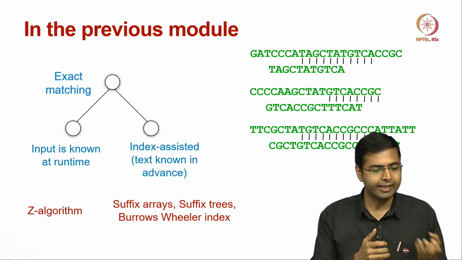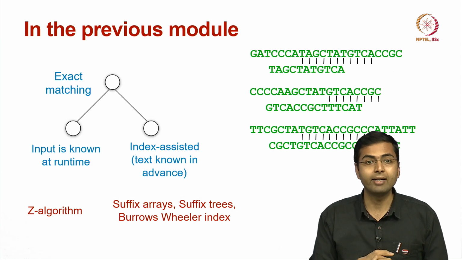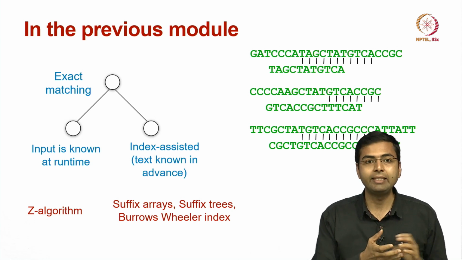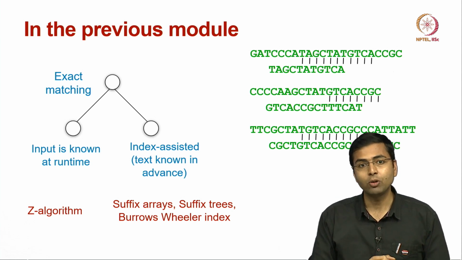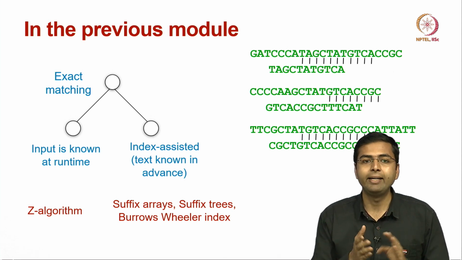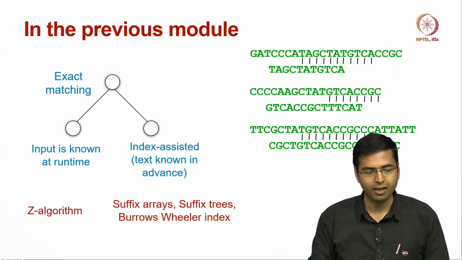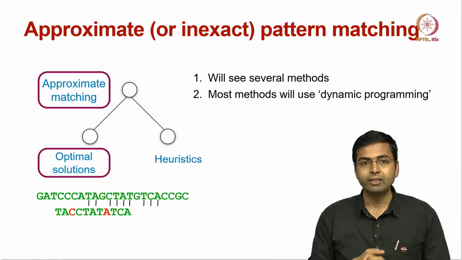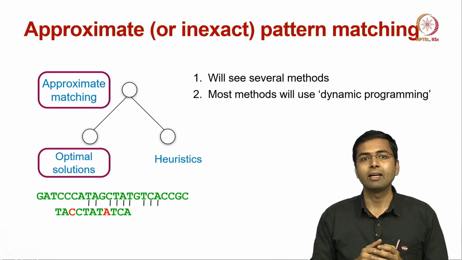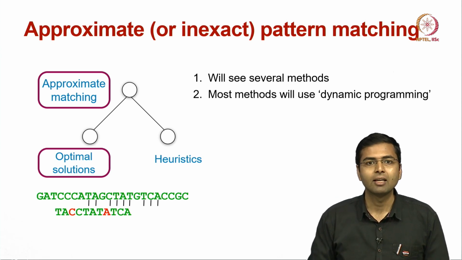Now in that case we have looked at two scenarios where input was known at runtime. So there we looked at Z algorithm, and we have also looked at the index assisted algorithms, in which we looked at data structures such as suffix arrays, suffix trees, and Burrows-Wheeler indexes. For this lecture we are going to look at now approximate or inexact pattern matching.